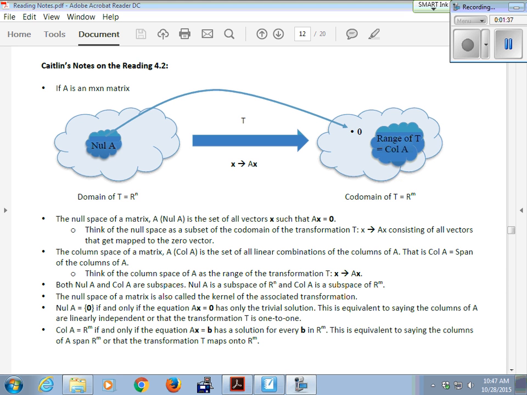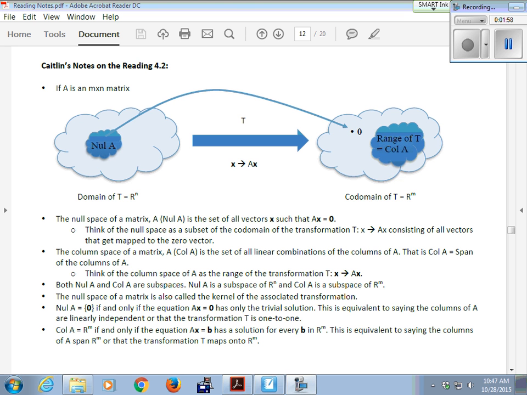So this picture I'm going to add to over the next several classes as we learn more and more vocabulary words. So within these clouds that represent spaces, there'll be more and more stuff. So sort of keep that picture in your mind as we build new concepts.